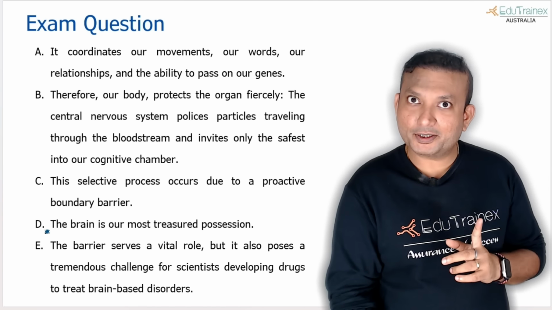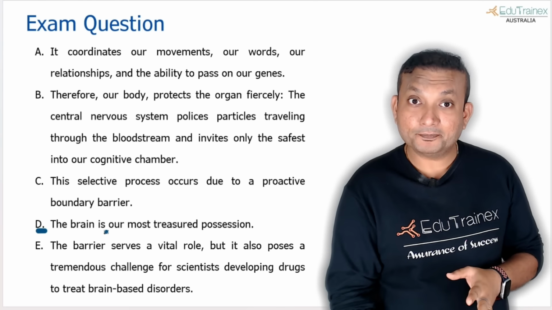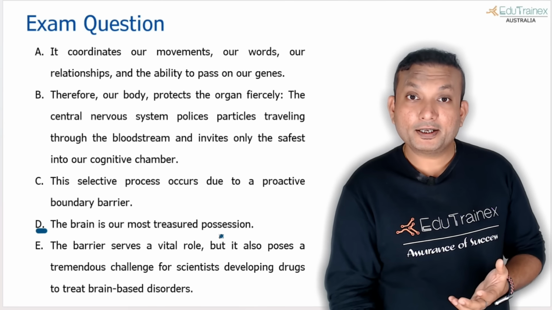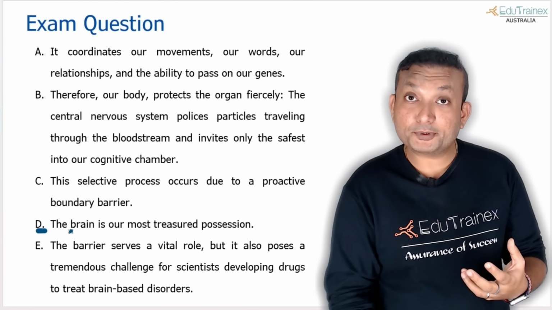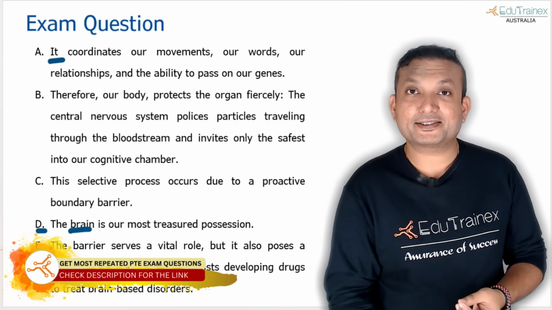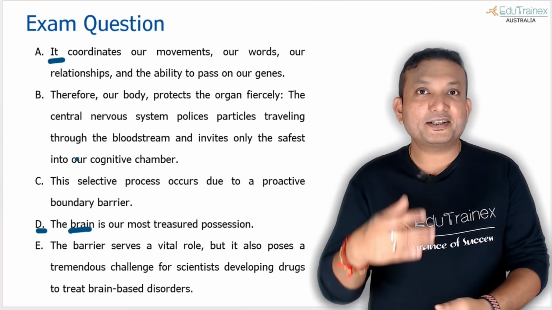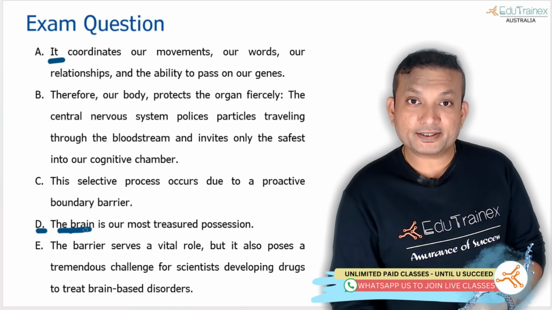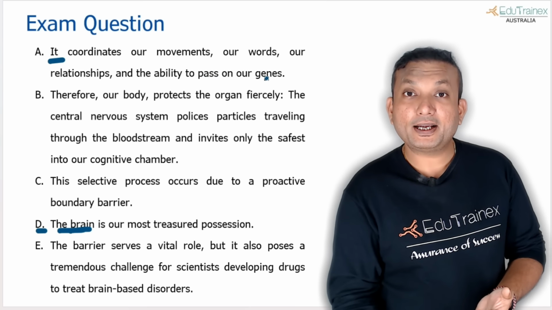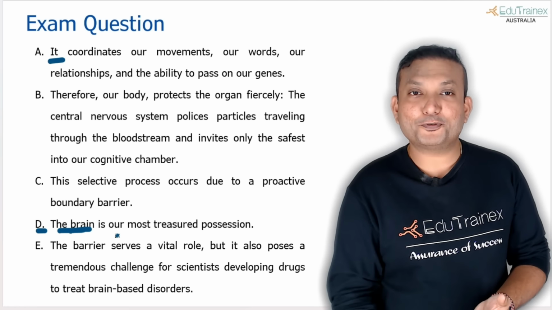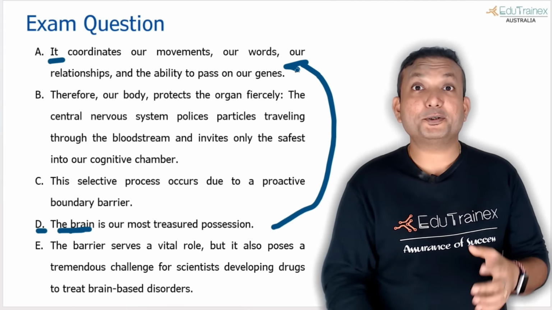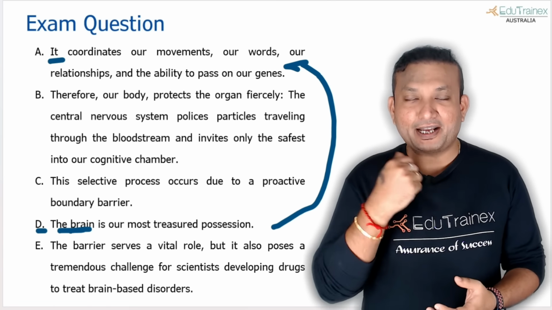So what we'll see, we found the topic sentence, which is sentence D: the brain is our most treasured possession. And then the brain, which is the subject here, is replaced by a pronoun in this sentence. So the subject remained the subject in the next sentence. What is it talking about? The brain is our most treasured possession. It coordinates our movements, our words, our relationships, and the ability to pass on our genes. So now you found the sequence: this sentence will come before this. So 1 point we were able to achieve just by applying these 4 simple hacks that I showed to you.